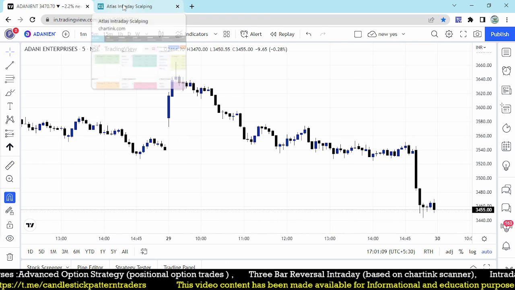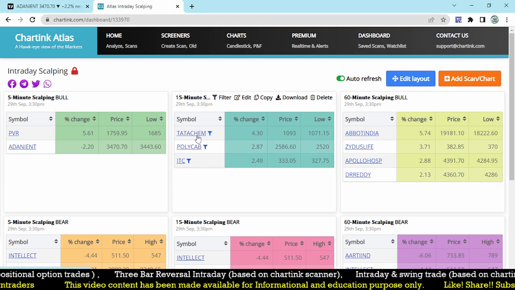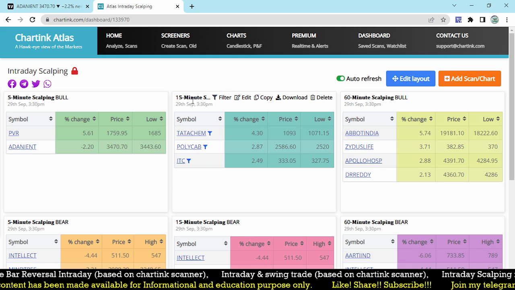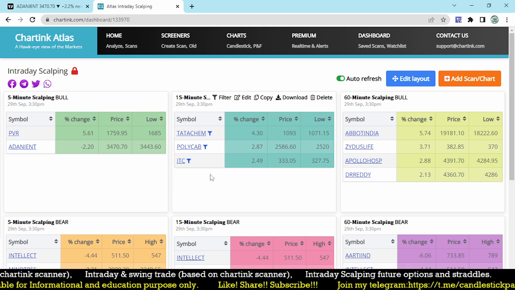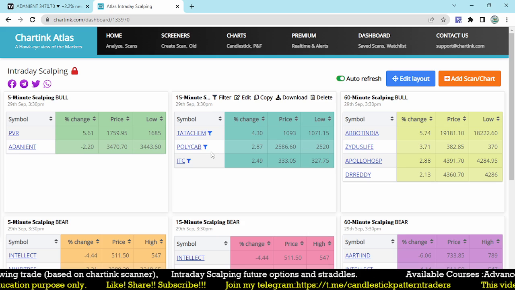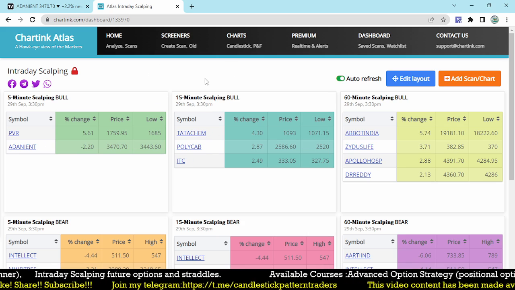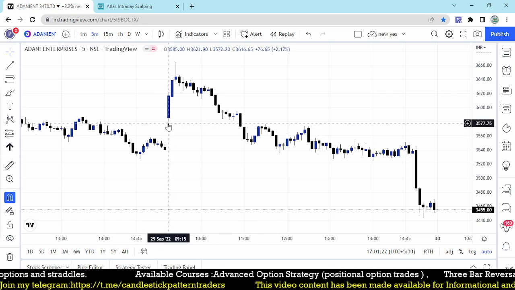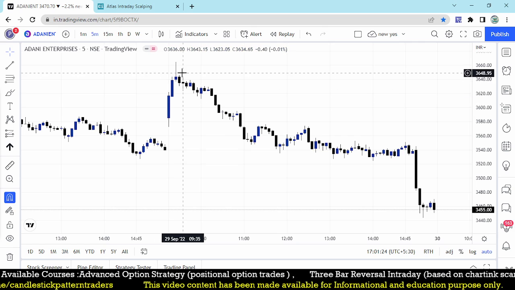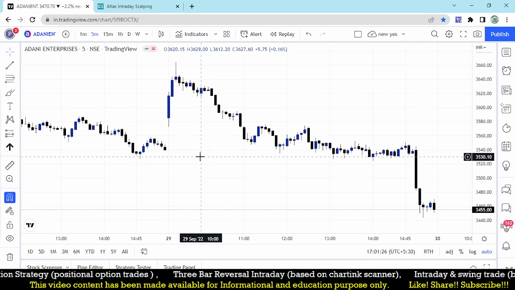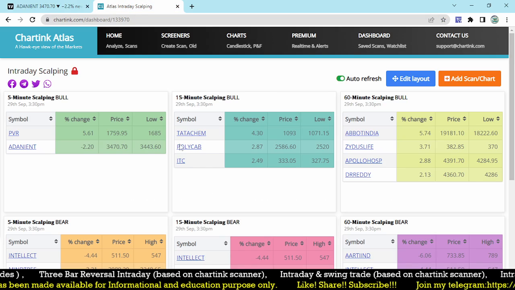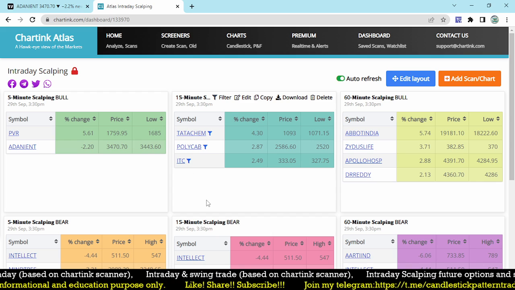The same one we are using on Tata Chemical, Polycab and ITC. These are the stocks which form on the 15 minute time frame. This is a 15 minute time frame. So the conditions we used on the first 5 minutes, the same conditions we are using on the first 15 minutes. So let me go and check Tata Chemical.